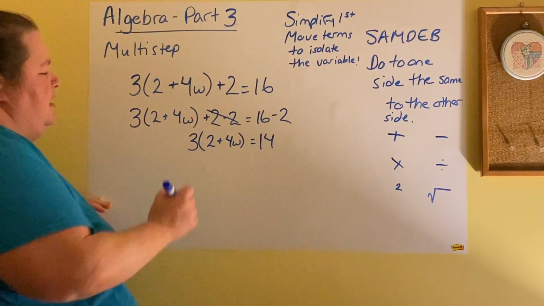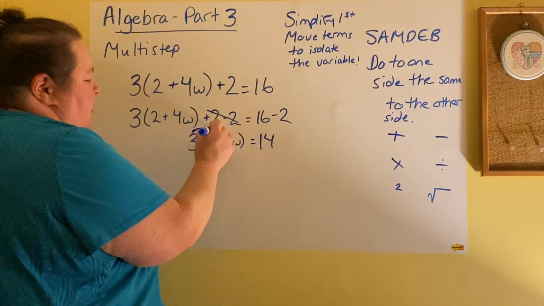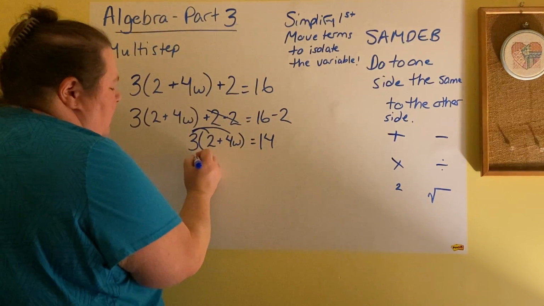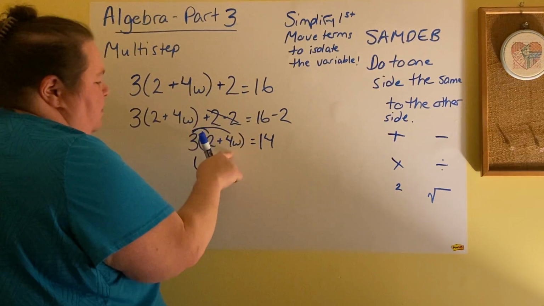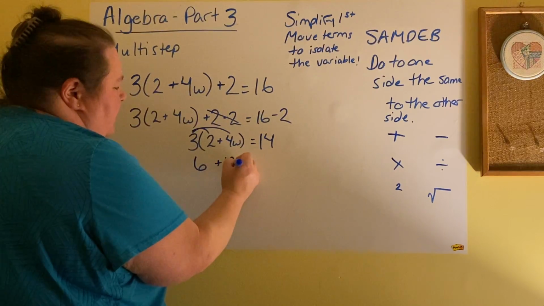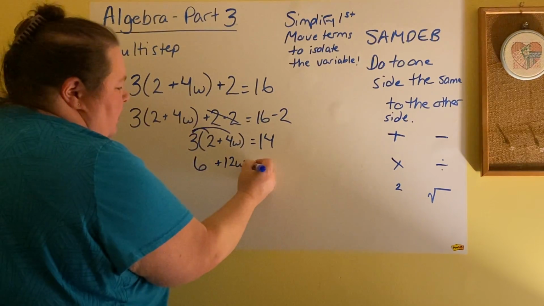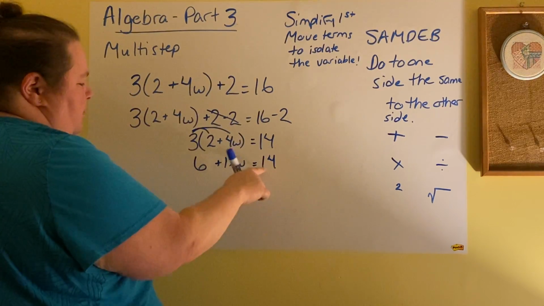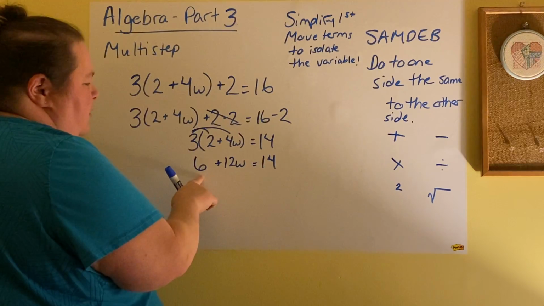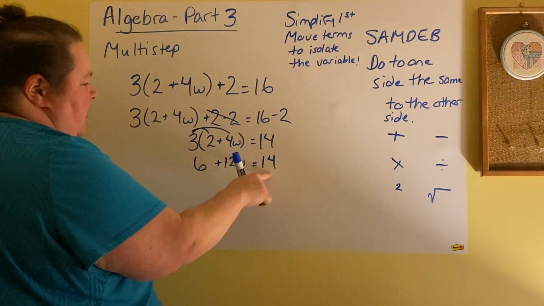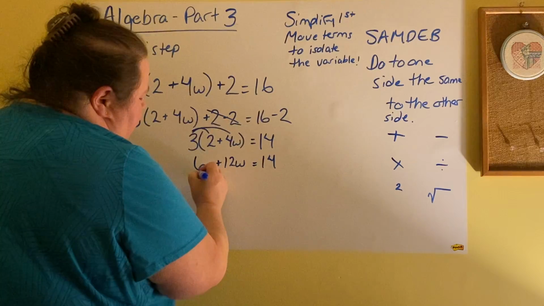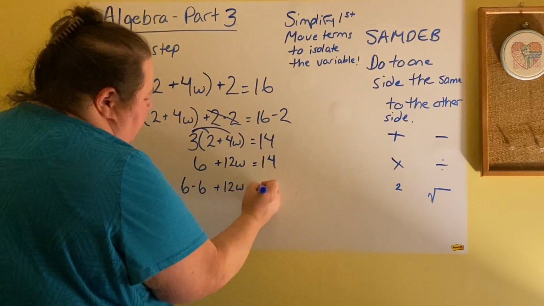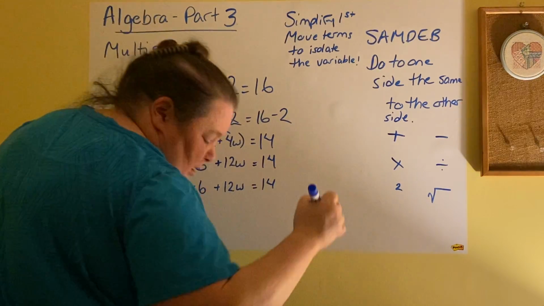So what I would do first is distribute that 3 by everything inside the brackets. So 3 times 2 is going to leave me with 6. 3 groups of 4w is going to give me 12w. And over here, I have 14. So I'm going to now move that 6 over to here. I'm going to take it away from both sides. Now, I feel like this is not going to come out to a pretty number.